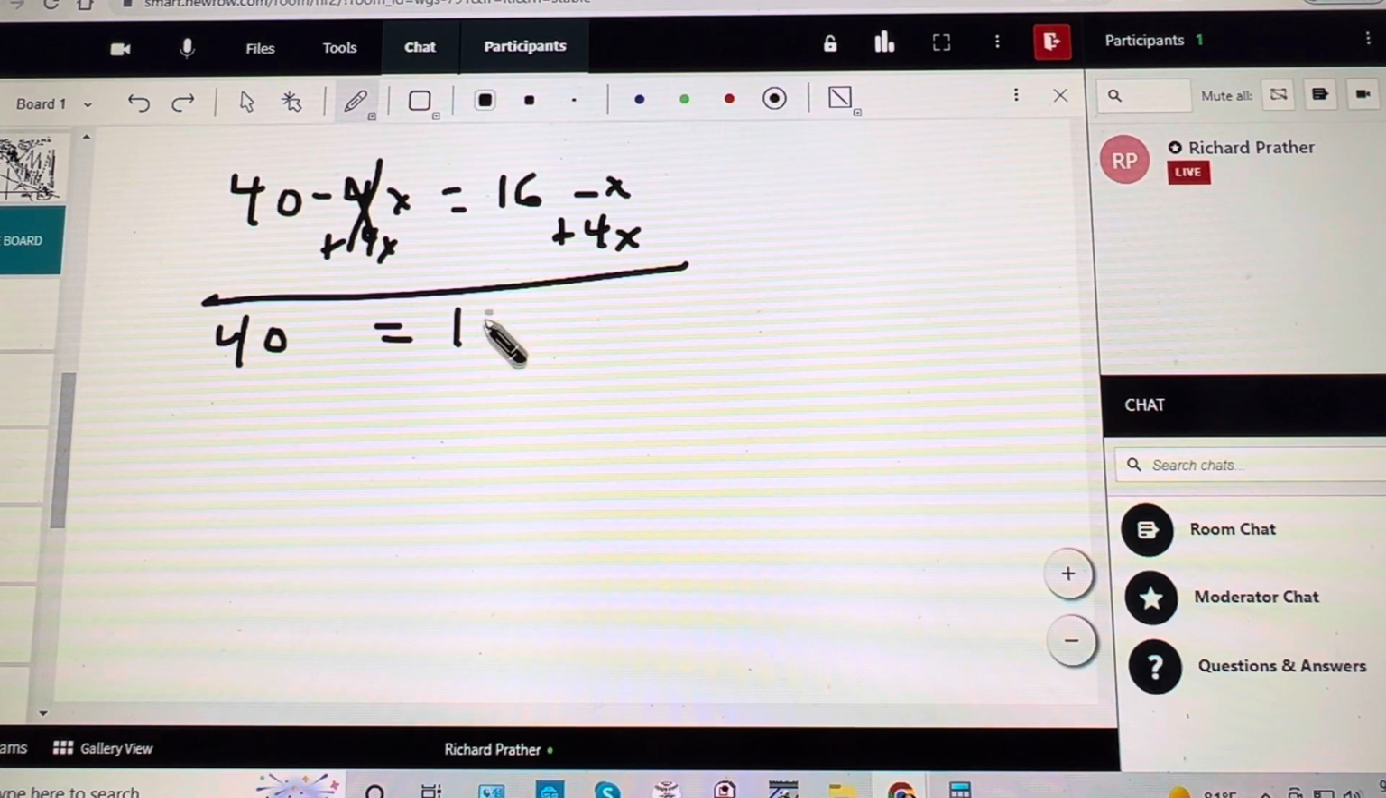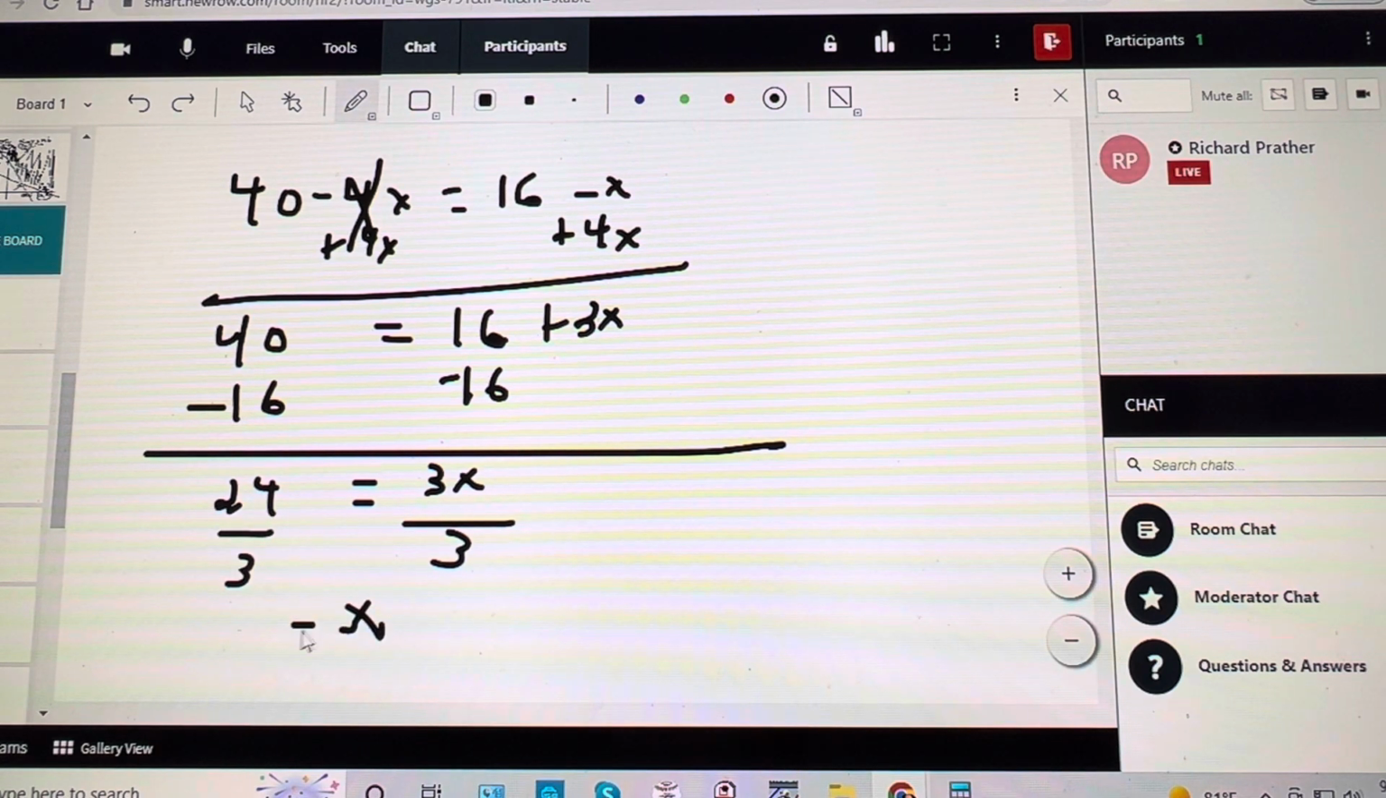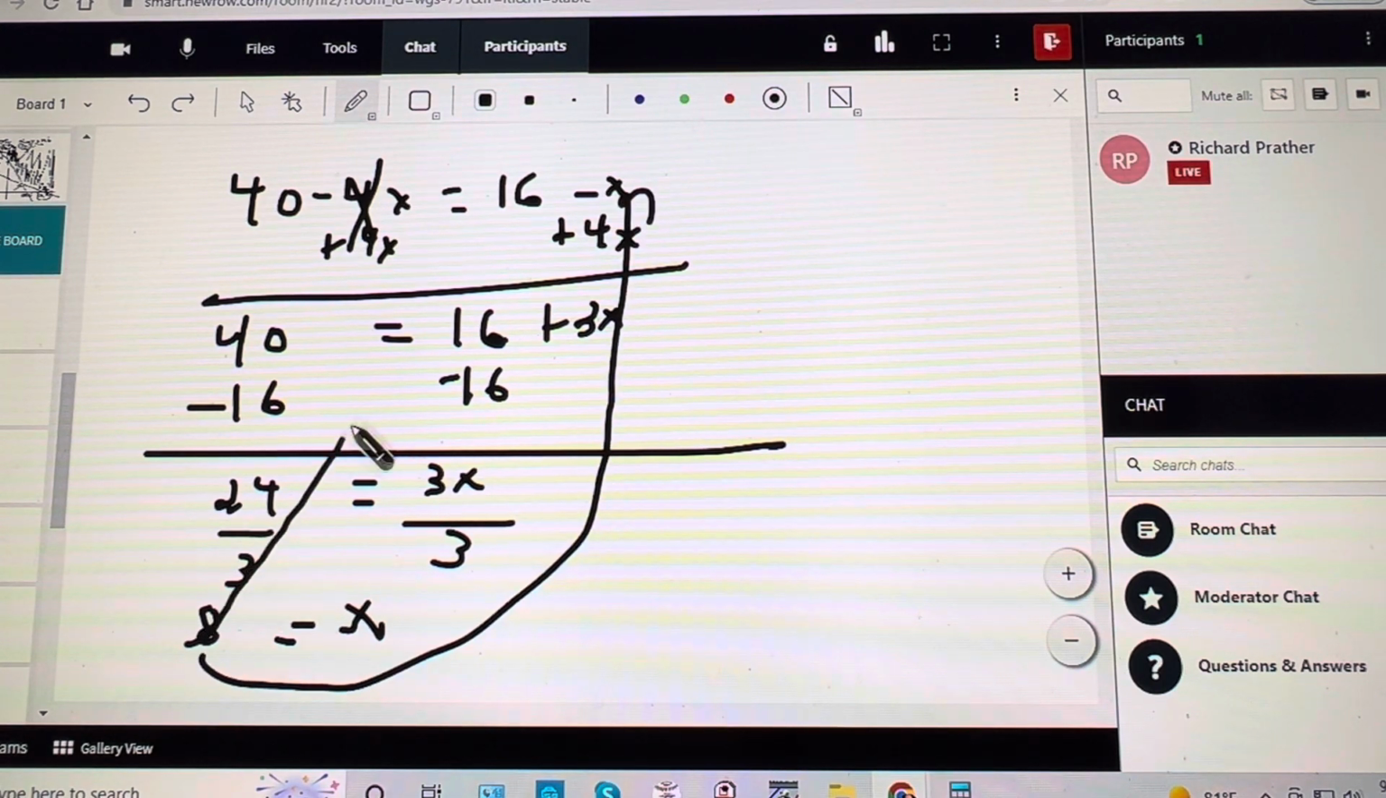40 equals 16 plus 3x again. Minus 16. That's 24. So x equals 8. And y equals, you can either put an 8 here or an 8 there. You'll get the same answer either way. This side's easier. 16 minus 8 is 8, so y would be 8. But even if you plugged it here, 4 times 8 is 32. 40 minus 32 is also 8. So the final corner point is 8, 8.